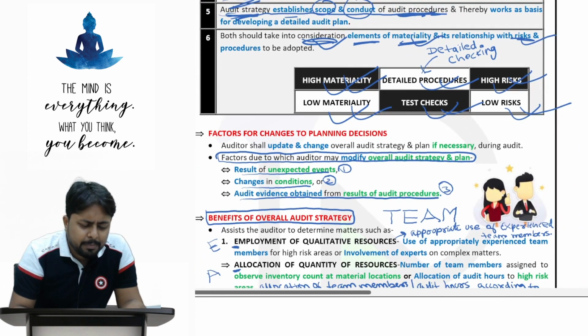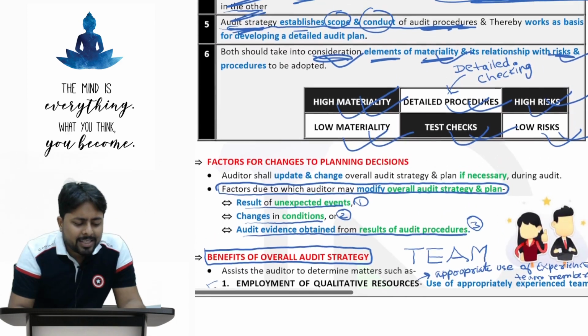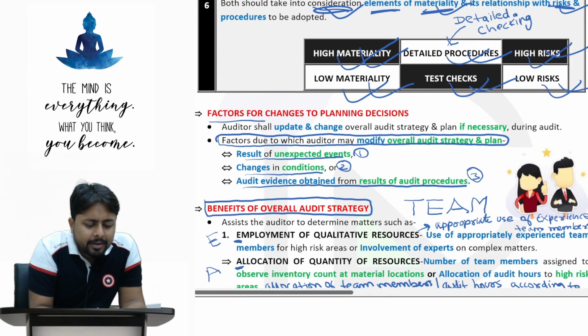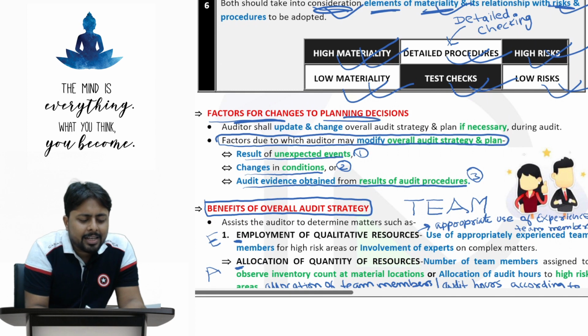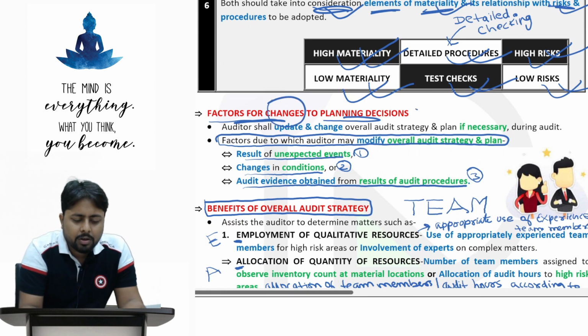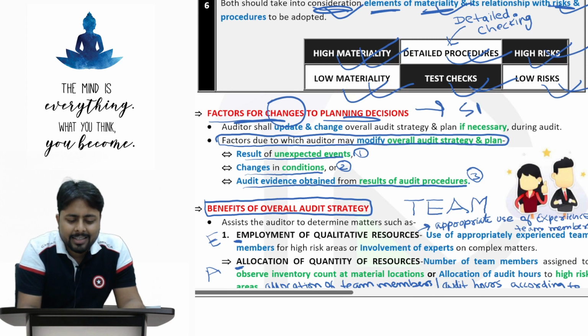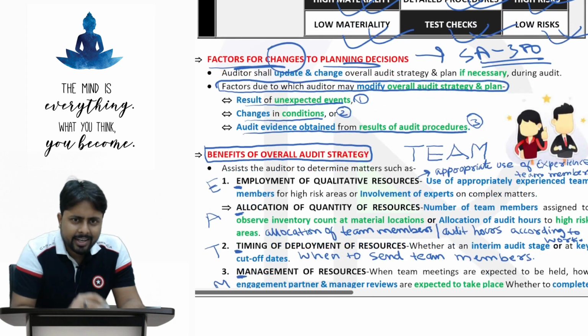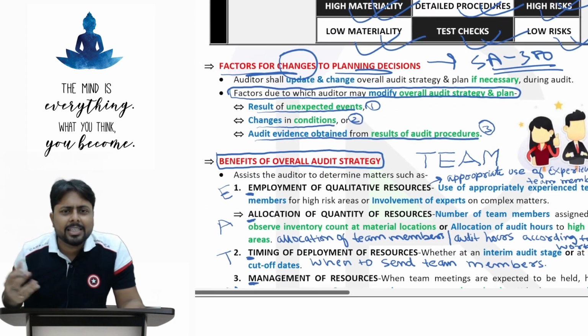All right, so I have a question in mind. Can I please ask? Please, guys, allow me. My question is, what are the factors because of which planning decisions may change? Factors because of which planning may change. This question was also there in SA 300. Whenever you study SA 300, the same question is there. Interlinking, I am telling you. Factors for changes in the planning process.